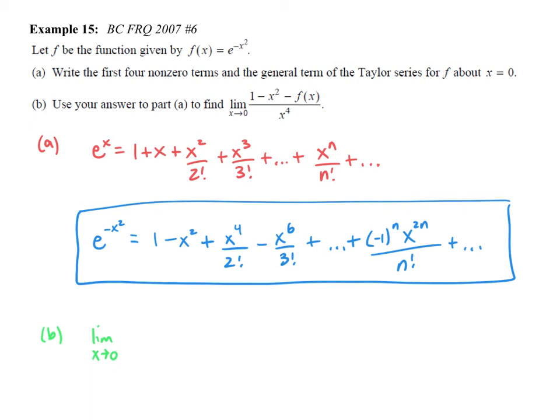So we have the limit as x goes to 0. And in the numerator, I have 1 minus x squared. Now I'm subtracting f of x. So I'm going to subtract 1, subtract x squared, subtract x to the 4th over 2 factorial, subtract x to the 6th over 3 factorial. So notice that my signs are changing, right? Because I'm multiplying my function by negative 1. So just keep in mind that that can be a little bit confusing, okay? I'm not going to actually worry about the general term. I'm going to take all of this and divide by x to the 4th.